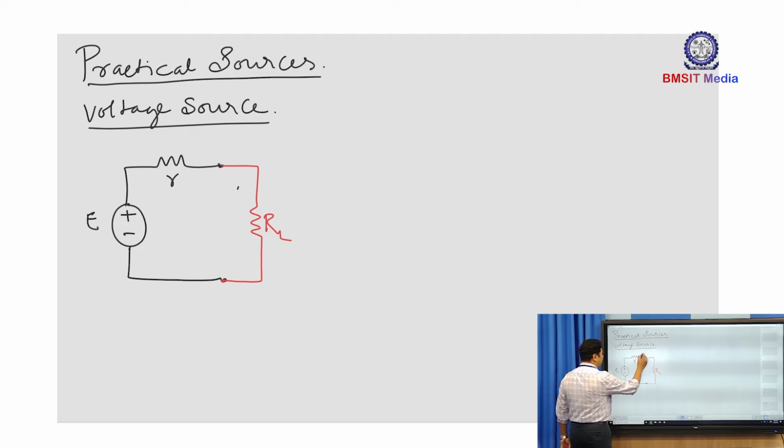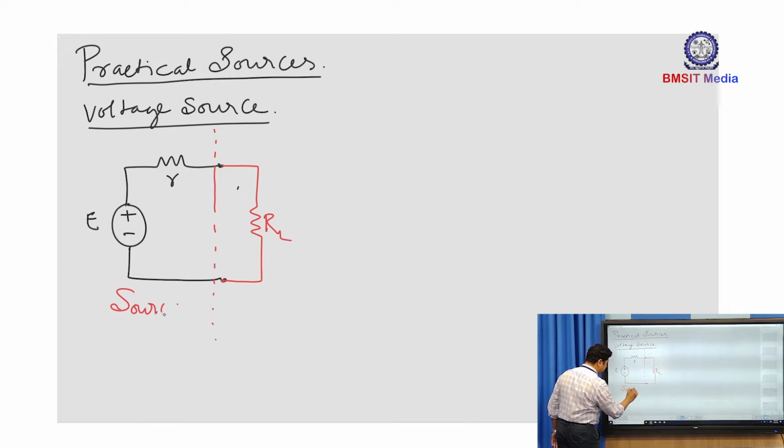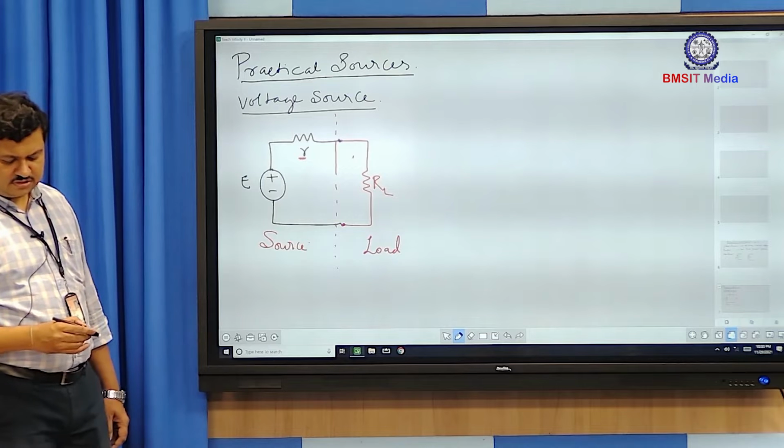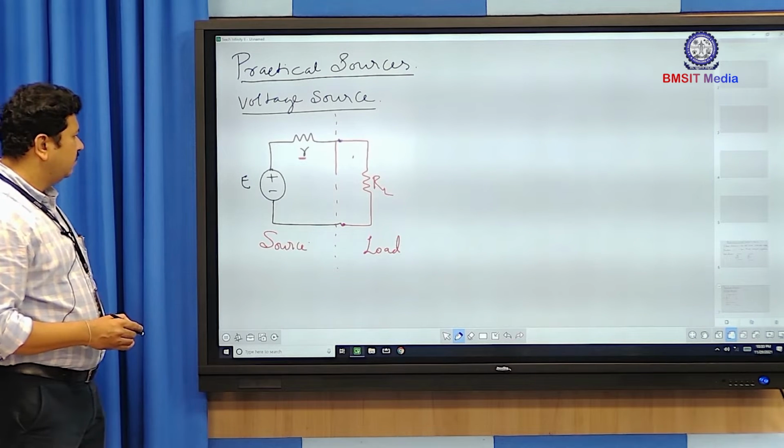This part forms the source, and this is the load part. The internal resistance R is inclusive in the source. This R is not a series externally connected resistor; it is the internal resistance of the voltage source of E volts. This is how we represent the voltage source practically.